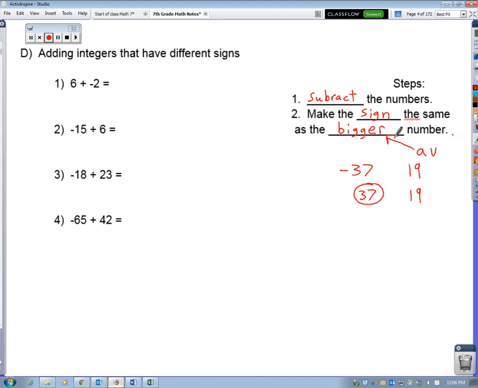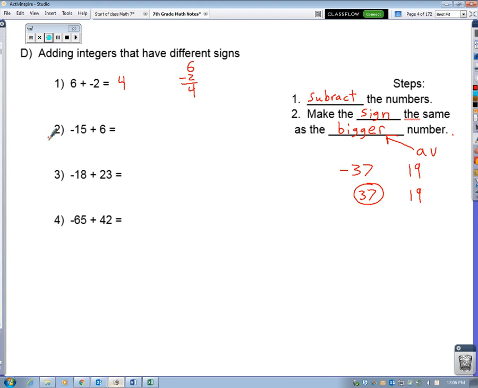Let me show you this. Let's take a look at how this works. We have problem number 1. I'm going to do step number 1. Because they're different, positive and negative, I'm going to subtract. Just some simple subtraction. 6 minus 2 gives me 4. I did step number 1. Step number 2, make the sign the same as the bigger number, looking at the absolute value. In this case, the absolute value of 6 is bigger than the absolute value of negative 2. So it is going to stay a positive 4 because the positive 6 has a bigger value.